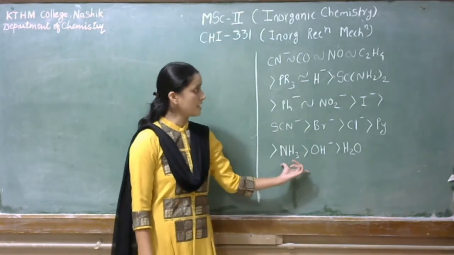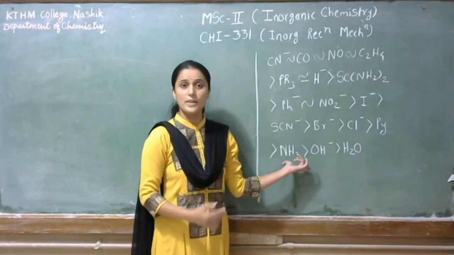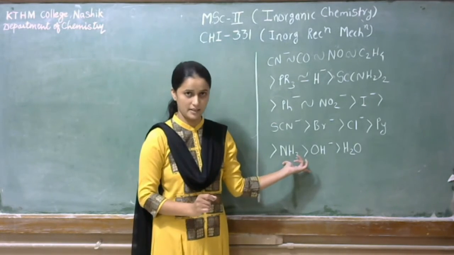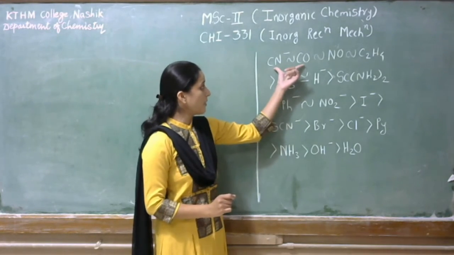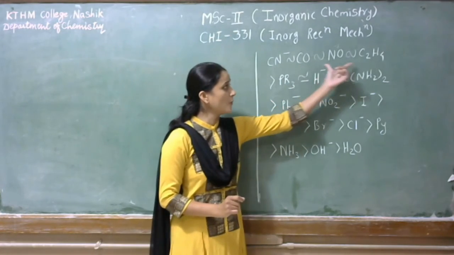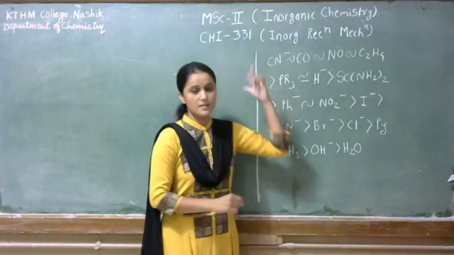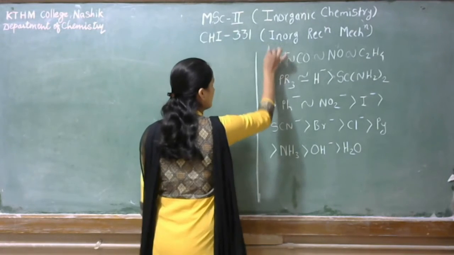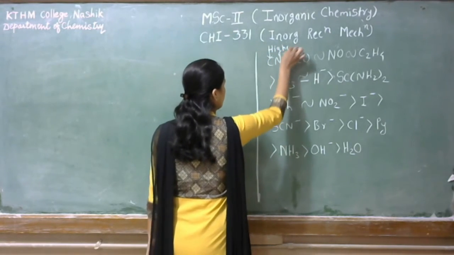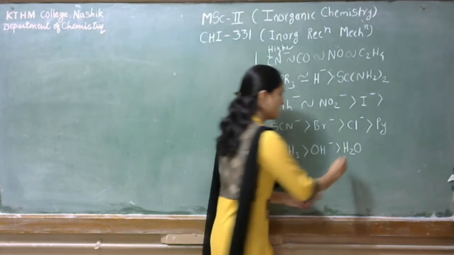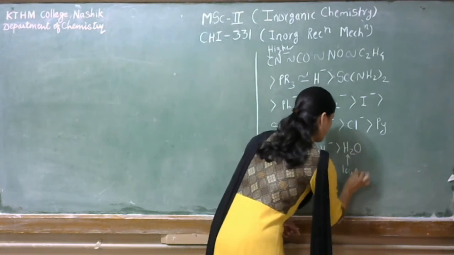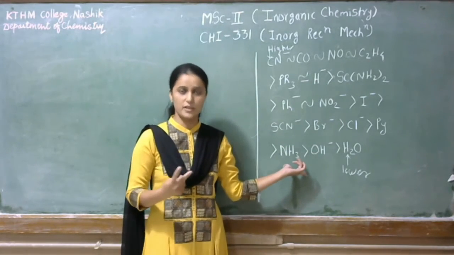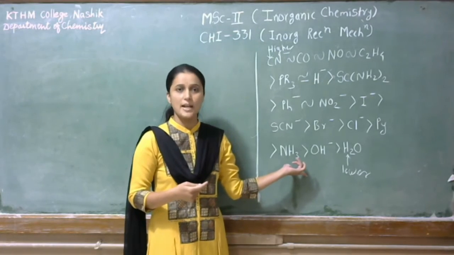This is the series of trans effect which is made based on a combination of theories. The two theories are the polarization theory and the pi bonding theory. These are the pi acids or pi bonding ligands: CN minus, CO, NO, C2H4, which are at the highest position in the trans directing series. These are at higher trans effect and these ligands have lower trans effect. This series is made based on both theories, polarization theory and pi bonding theory.